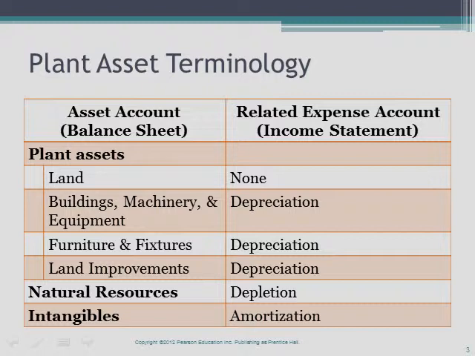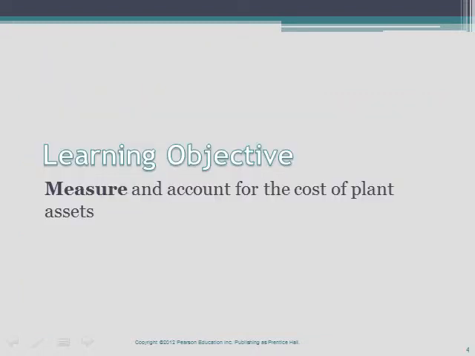Intangible assets are useful because of the special rights they carry. They have no physical form. Patents, copyrights, and trademarks are intangible assets, as is goodwill. Accounting for intangibles is similar to accounting for plant assets. So let's talk now about how to measure and account for the cost of plant assets.